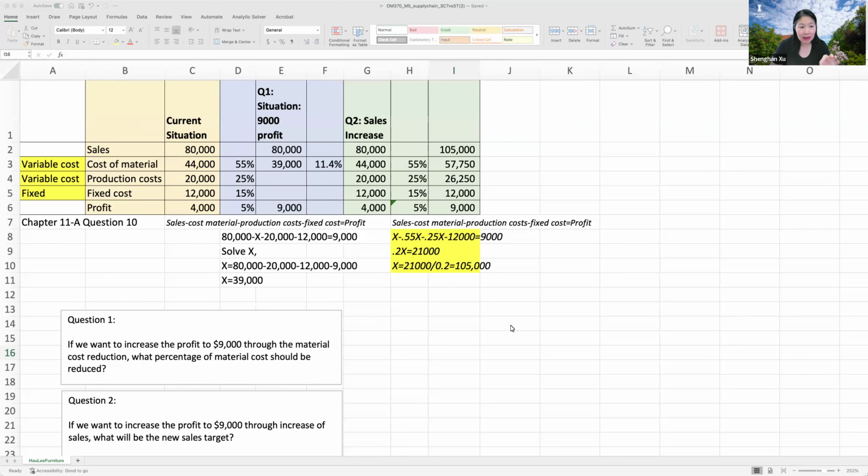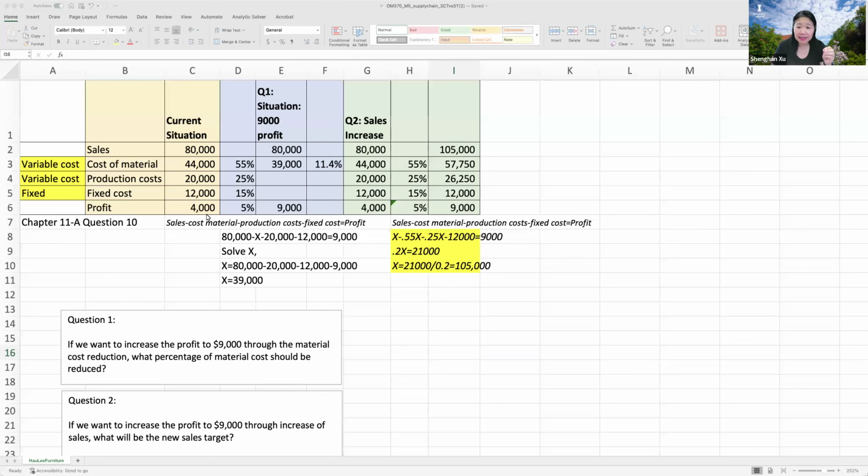So this is the Holly Furniture Company. Their sales for last year is 80,000. Their cost of material is 44,000. Production cost is 20,000. The fixed cost is 12,000. And the profit is 4,000. Now, if you take 80,000 minus 44,000 minus 20,000 minus 12,000, that equals 4,000, right?